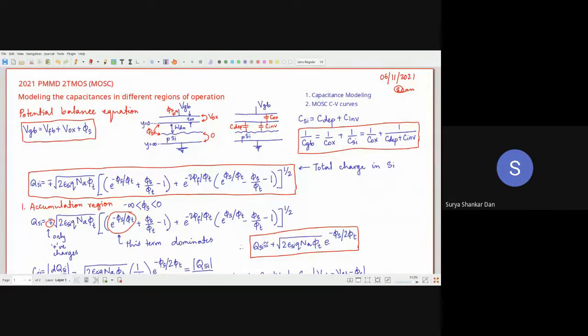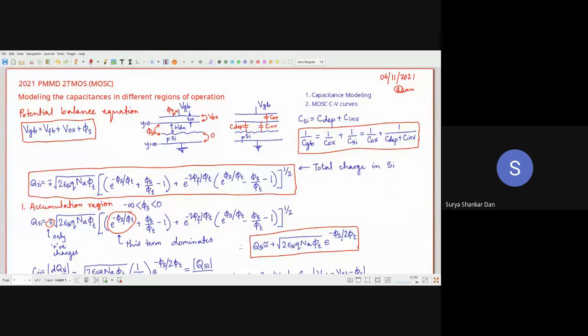Okay, welcome to this very important lecture today. So, we are going to investigate the different physical models, or the physics based models, for the charges and the corresponding capacitances inside the MOS capacitor in the different regions of operation.